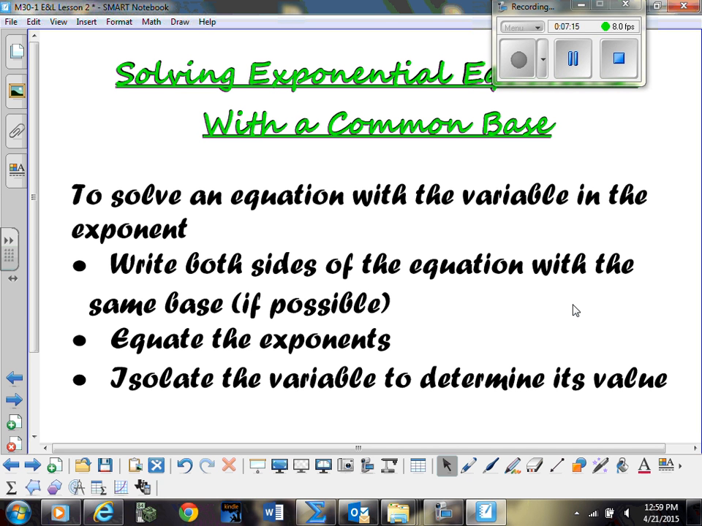Most of these examples, we are going to be able to write them as the same base. And once you have them as the same base and one base and exponent on both sides, then you can drop the base. Equate the exponents. This is where you drop the base. And once you drop the base, you make the exponents equal to each other. And then we can solve for the variable. You'll know exactly what I mean as soon as we do this first example.